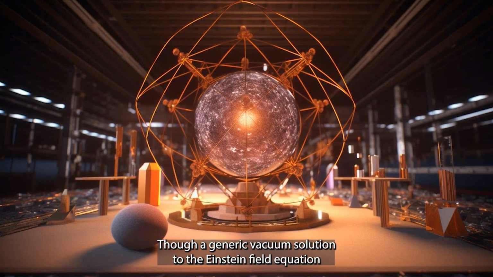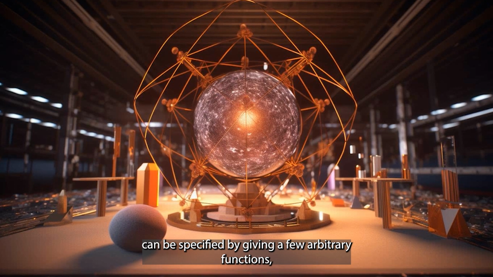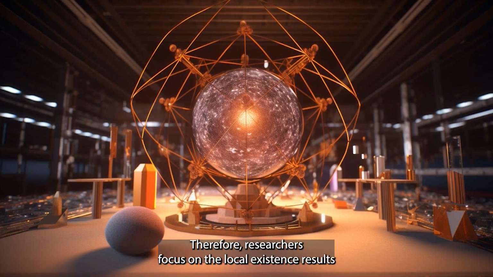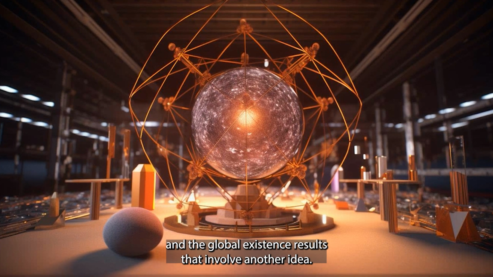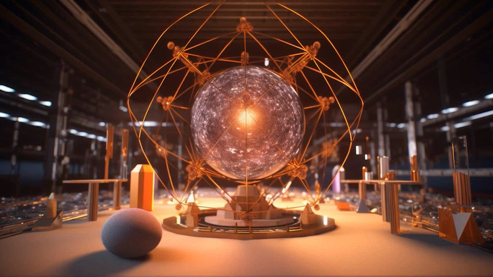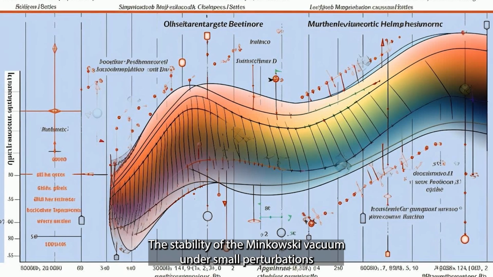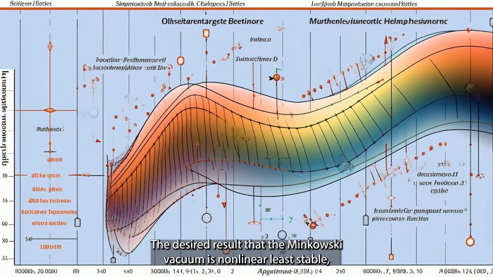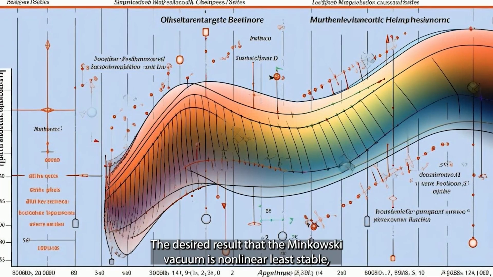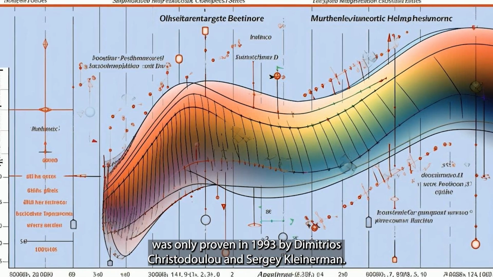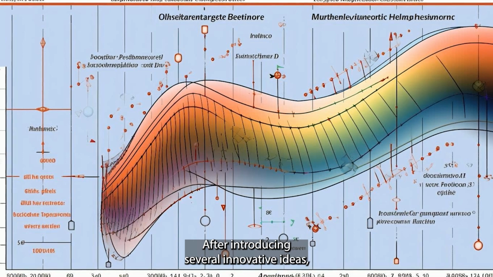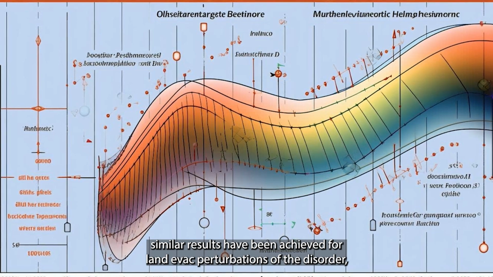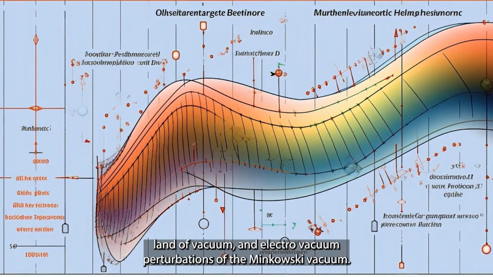Though a generic vacuum solution to the Einstein field equation can be specified by giving a few arbitrary functions, the question of global existence of solutions remains. Therefore, researchers focus on the local existence results and the global existence results that involve another idea. The stability of the Minkowski vacuum under small perturbations has been a subject of much research due to the highly nonlinear full field equation. The desired result that the Minkowski vacuum is nonlinearly stable was only proven in 1993 by Demetrios Christodoulou and Sergiu Klainerman, after introducing several innovative ideas. Similar results have been achieved for small perturbations of the de Sitter vacuum and electrovacuum perturbations of the Minkowski vacuum.